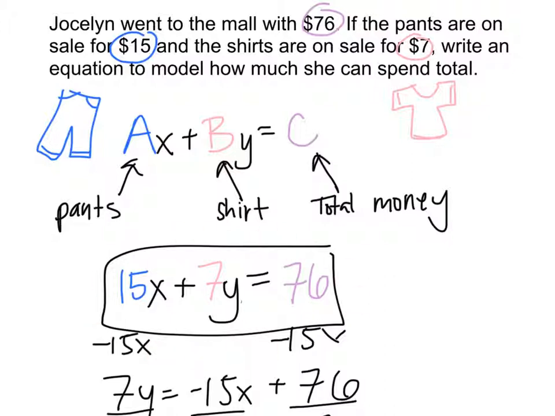I want to review one more time. Let one of them be the first object, let the other one be the second object, and let C be the total amount of money, materials, or total amount of whatever you're using.